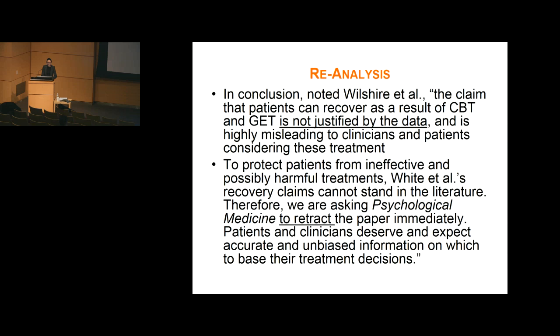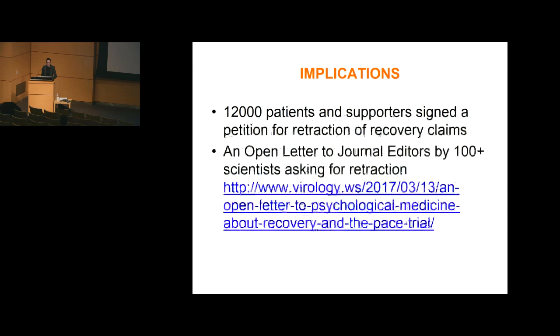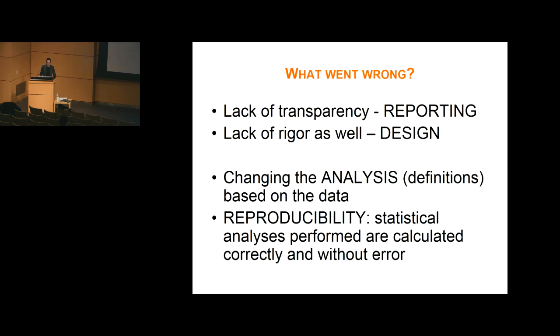So there was a push to retract the original paper, and this is what followed. 12,000 patients and supporters signed a petition for retraction. There was an open letter to the journal editors. All of this, of course, is available online. There was lack of transparency, they argue. Again, if you go back to the original paper, which was Lancet again, the amendments were there, the change in eligibility were there, but the change in outcome measure was not that clear. Lack of rigor in terms of the design and changing the analysis definitions based on the data.